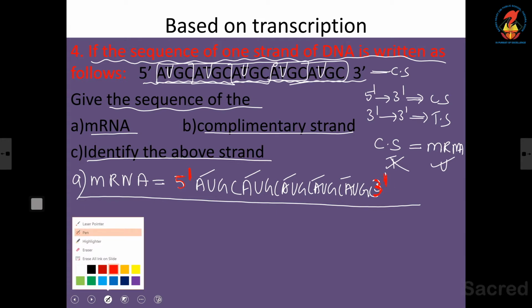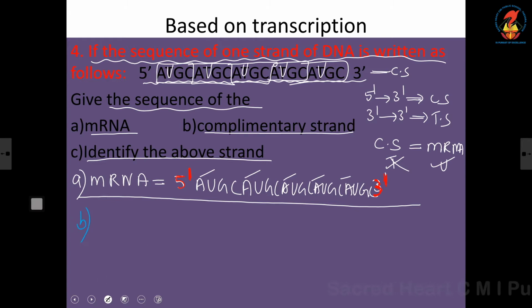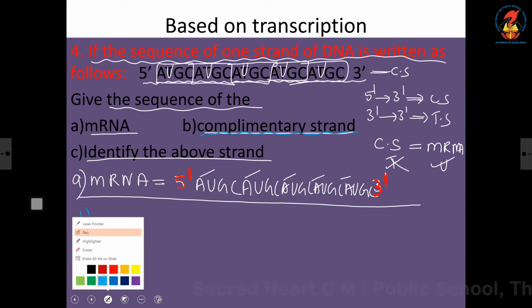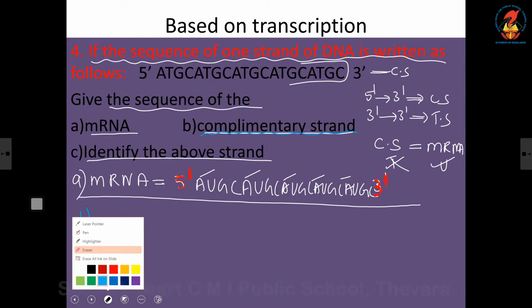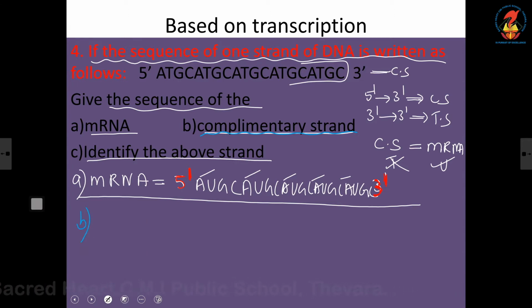Next we shall answer the second part, B. It's the complementary strand. So let me erase the scribblings. Complementary strand: A, T, G, C, only this one's complementary. If I find it, I can just repeat it 5 times. So complementary to A it is T, complementary to T it is A, complementary to G it is C, and complementary to C it is G.